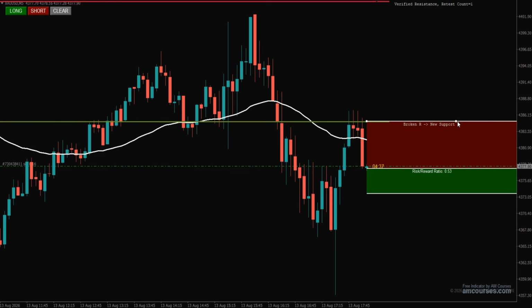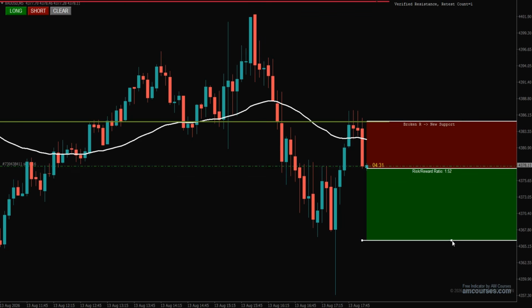Price pushes up into it, and it cannot get through. You can see the wicks poking above and getting sold straight back down. Then a bearish close. That is my confirmation. I sell. Stop goes just above the level. And notice how tight it is compared to the first trade. Because this time, price came to the level and got rejected, instead of me chasing a breakdown.